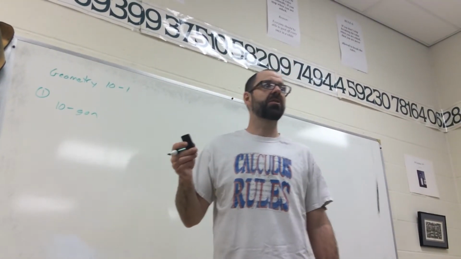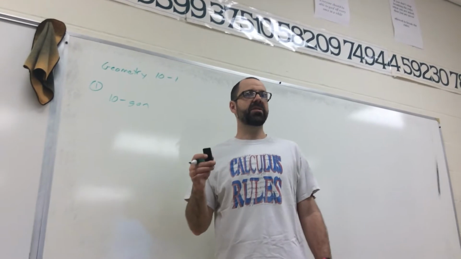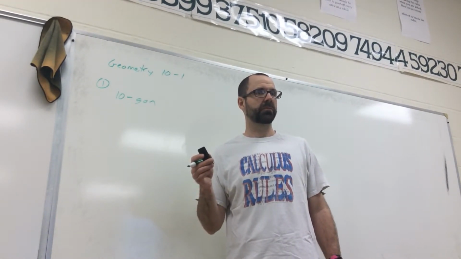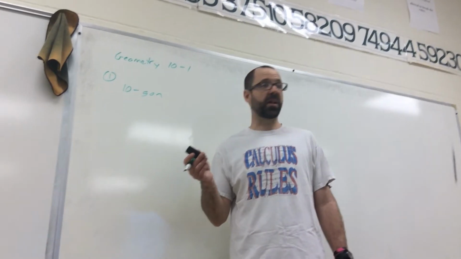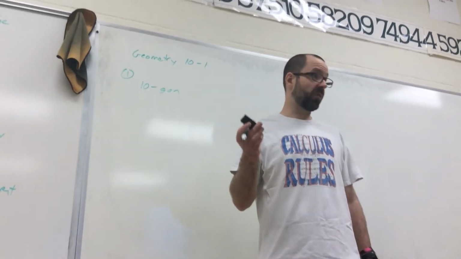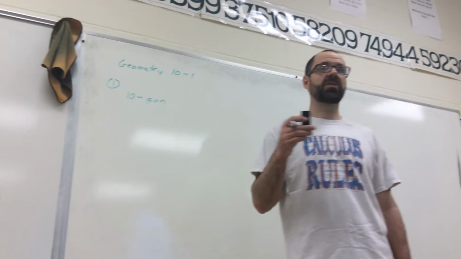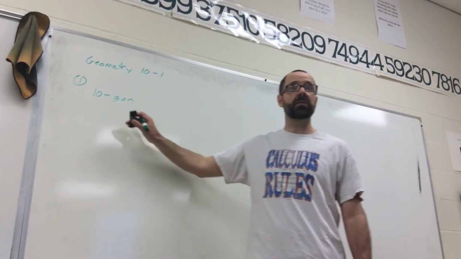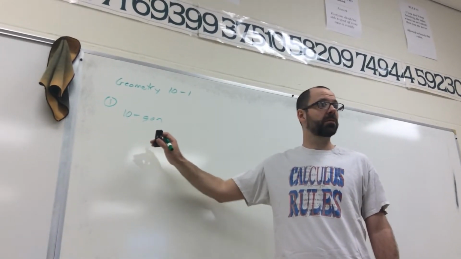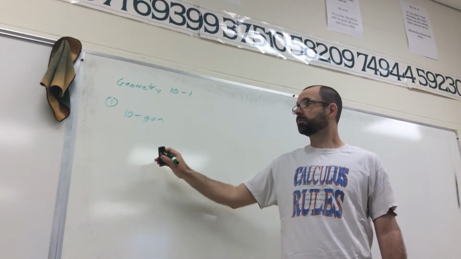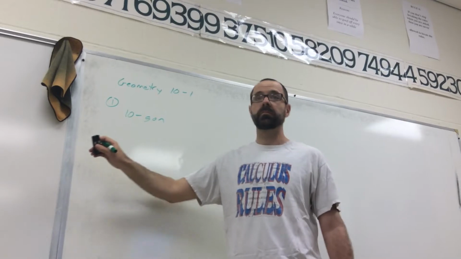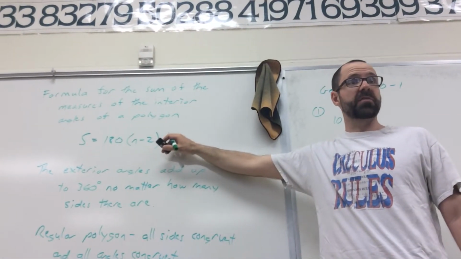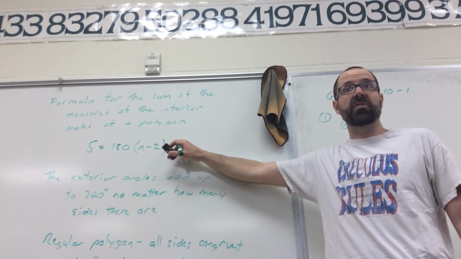And the question is, what do the interior angles add up to? So we've got a decagon, and it's asking, okay, on a decagon, what do the interior angles add up to? So how can we figure that out? S equals 180 parentheses n minus 2. Yeah, so use this formula, right? This formula tells you how much the interior angles add up to.